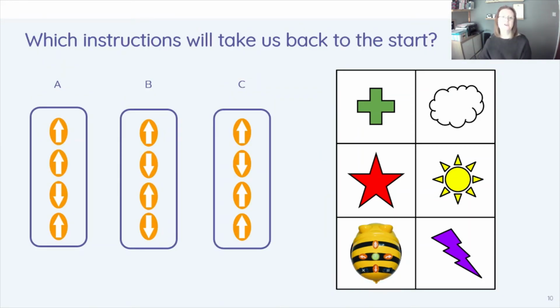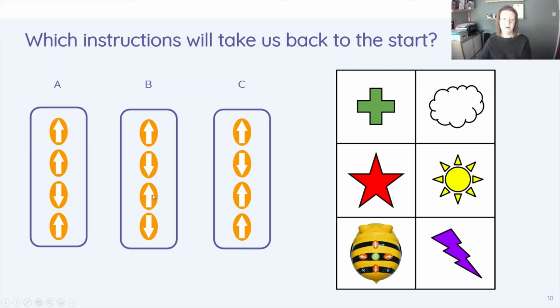So which instructions here out of A, B and C will take us back to the start? So we're in the same position, bottom left. Which one will take me back there? So let's have a look through them. Okay, so we've got A, which goes forward, forward, back, forward, forward, forward, back, forward. So we're going to end up on the green plus sign, so that's not going to take me back to the start. Let's have a look at B.